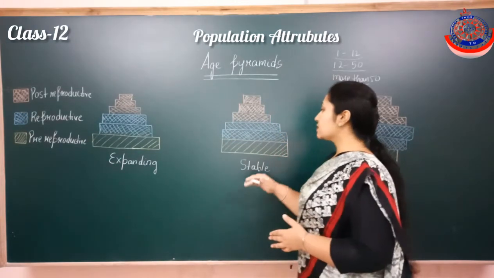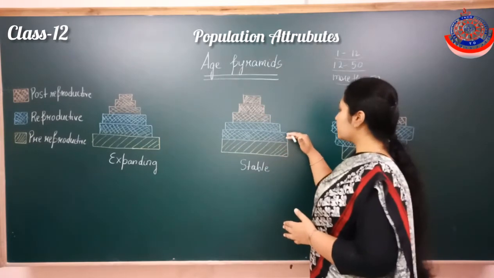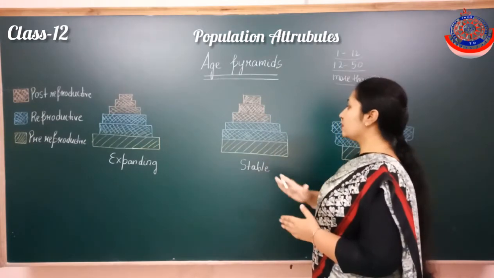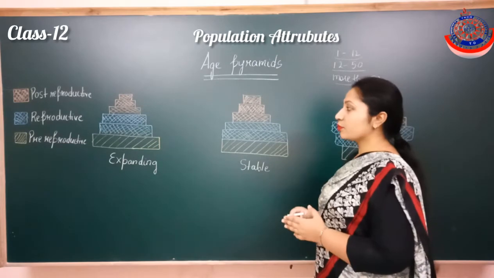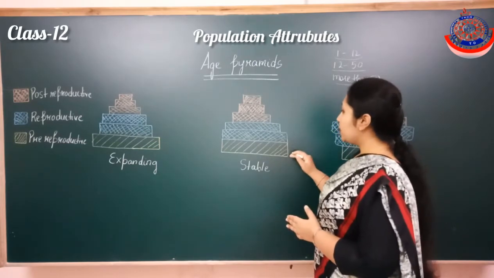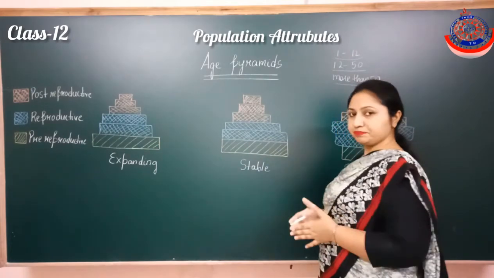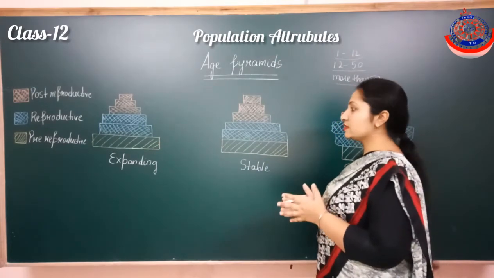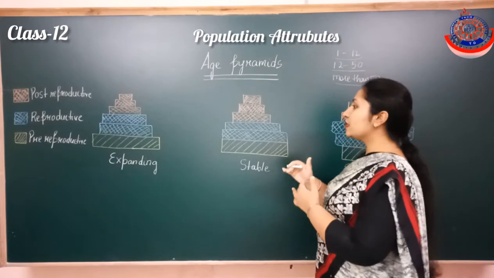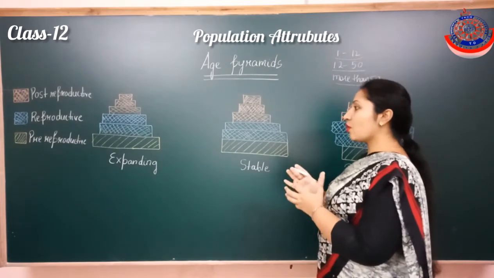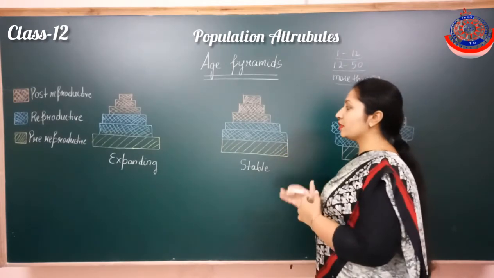Okay, now next is stable. If you see here the yellow portion and the blue portion, the blue one is the reproductive. So the pre-reproductive and the reproductive are almost the same, so the population will be increased, but it will not be increased too much, so it is stable here.